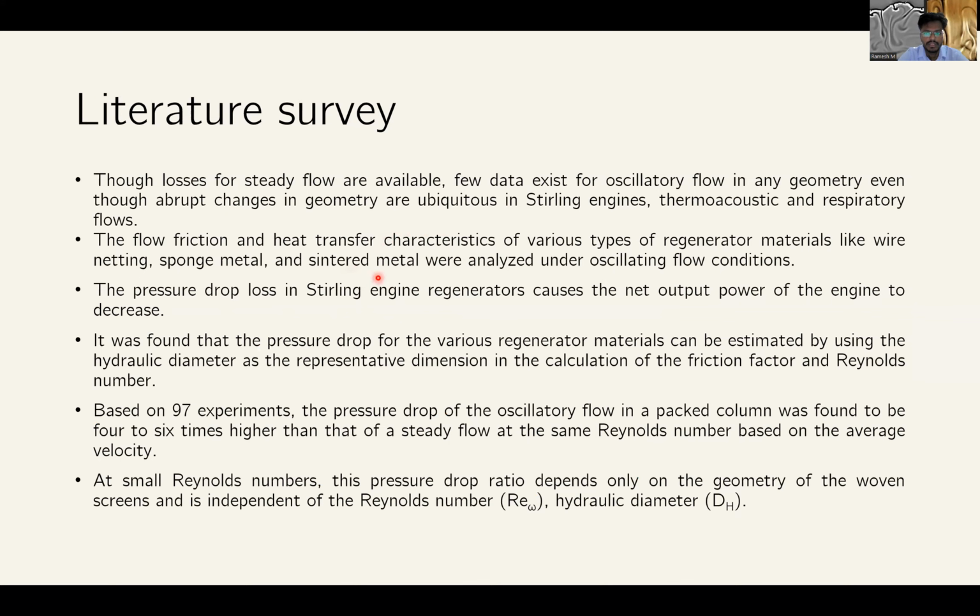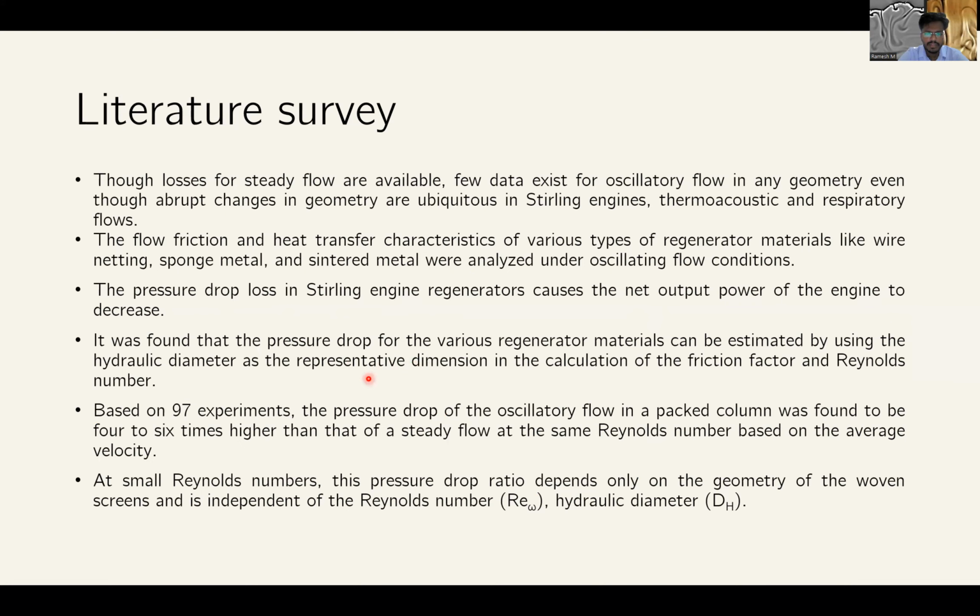A few people analyzed the oscillatory flow conditions and measured the flow friction and heat transfer characteristics of various types of regenerator. The regenerator you saw in the previous slide can be of many shapes and sizes, and it can be made of many materials. So we have to analyze the pressure drop across the regenerators. They found that the pressure drop loss in Stirling engine regenerators causes the maximum loss in output power. Once we measure it, we can improve it.